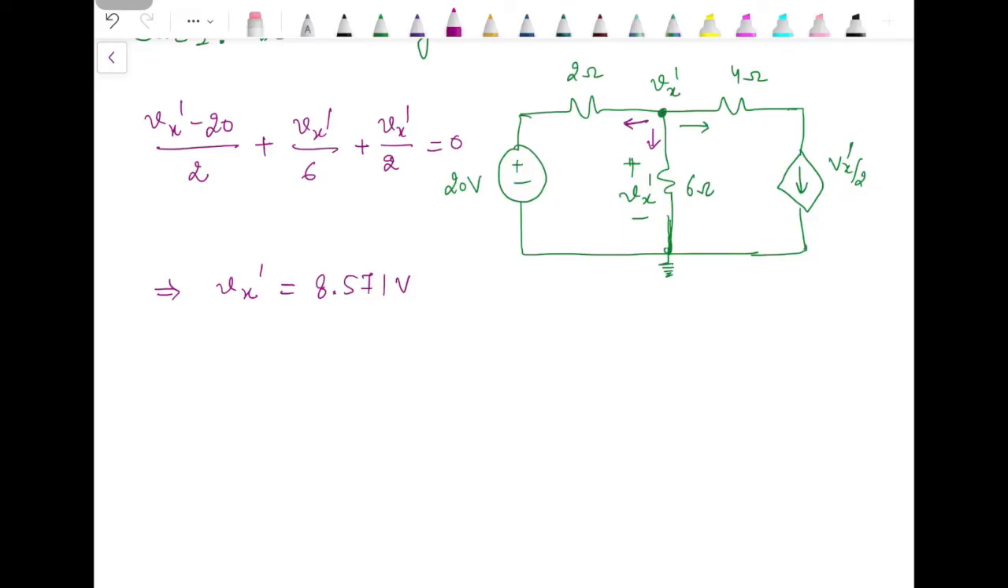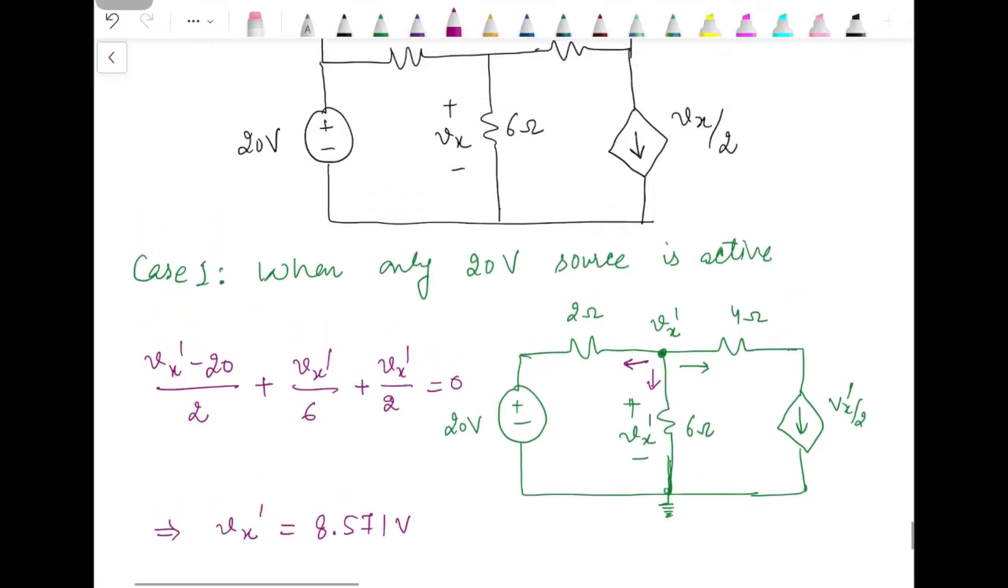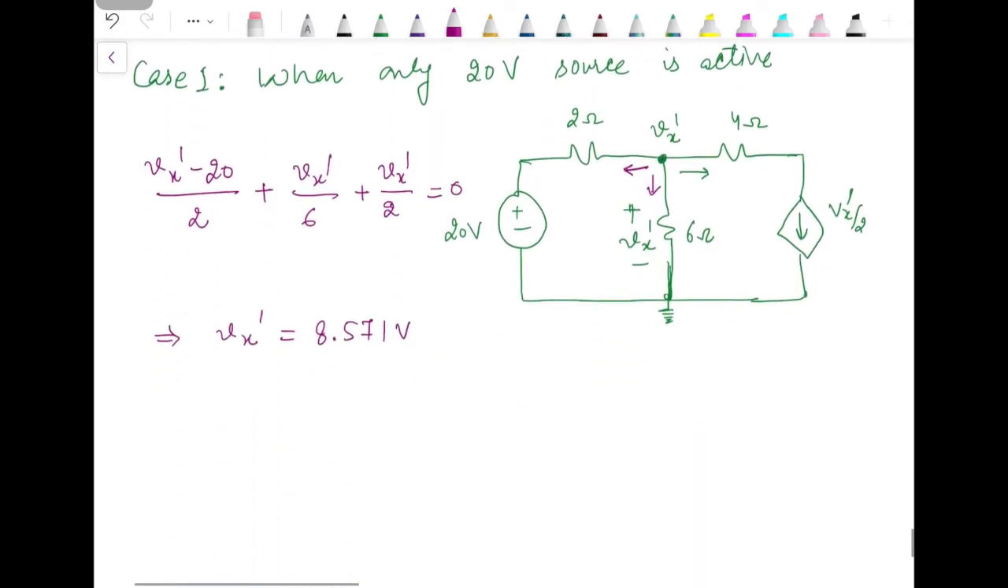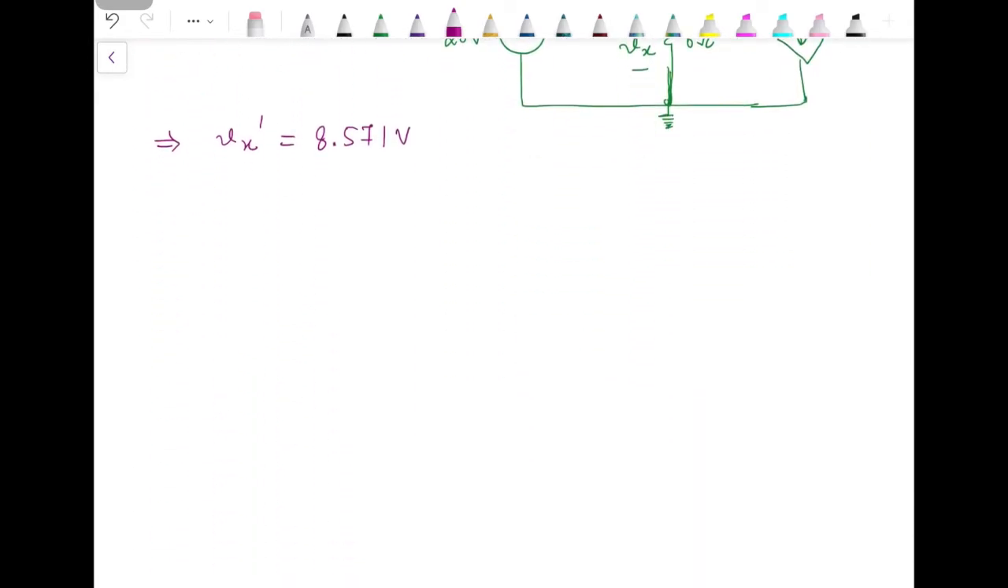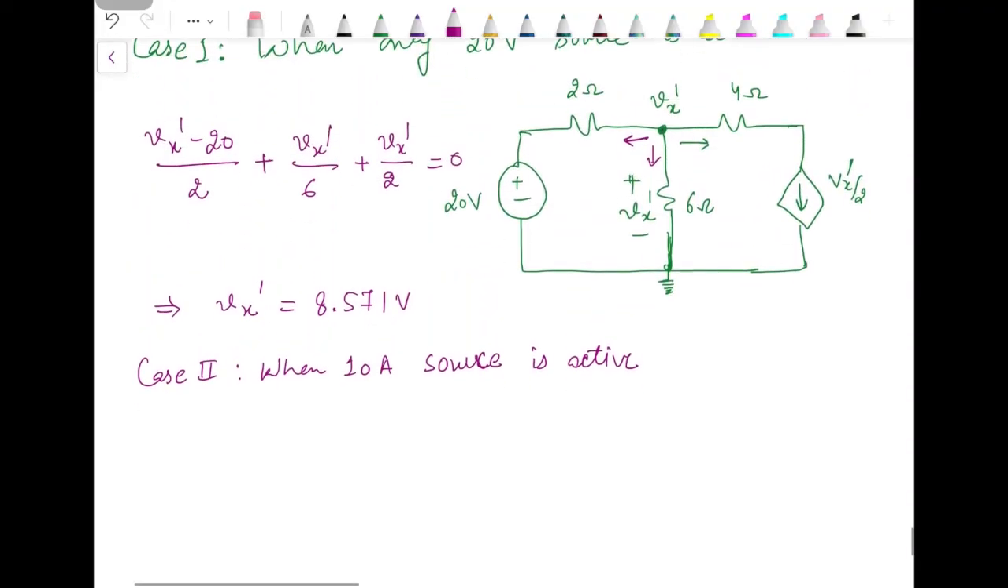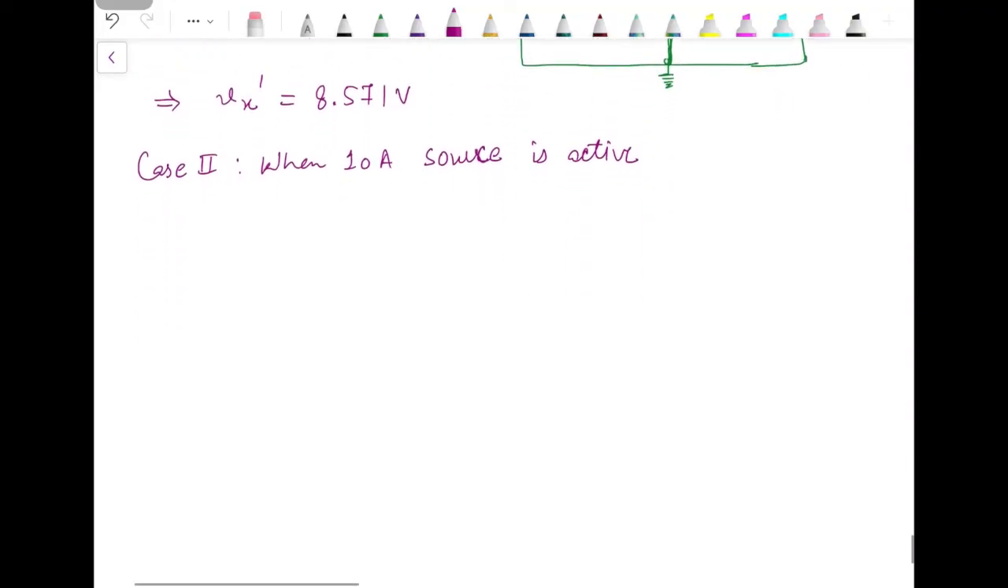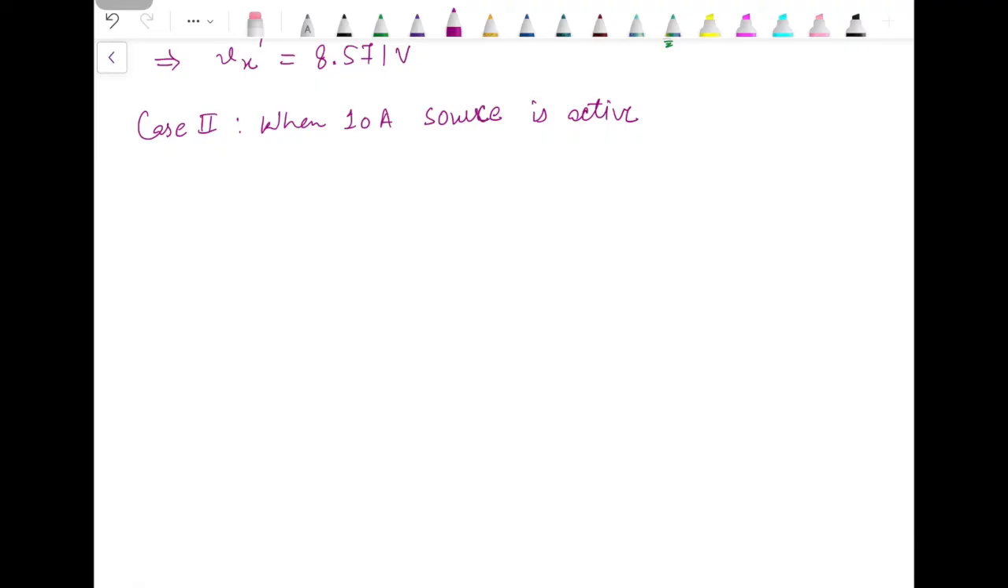In second case, we have to consider when 10 ampere source is active. So case 2, when 10 ampere source is active, then 20 volt source has to be replaced by short circuit.